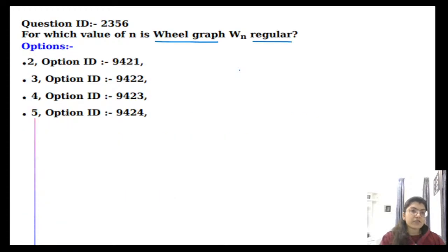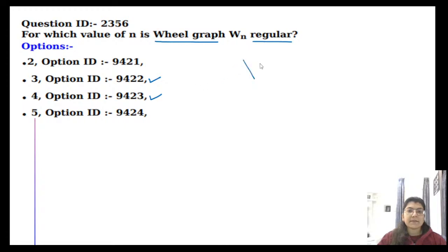So for this question, they have given two answers as correct answer. ठीक है, they have given 9422 also as correct answer, and they have given 9423 as correct answer. Now first let's talk about wheel graph. So wheel graph is basically when I am having a wheel like concept, when I'm adding a wheel.